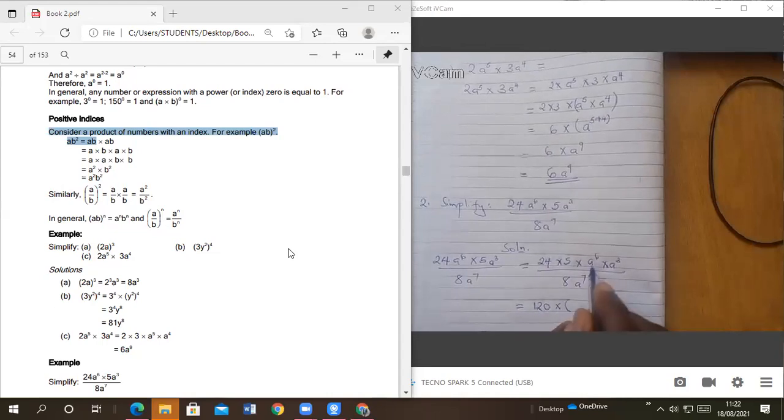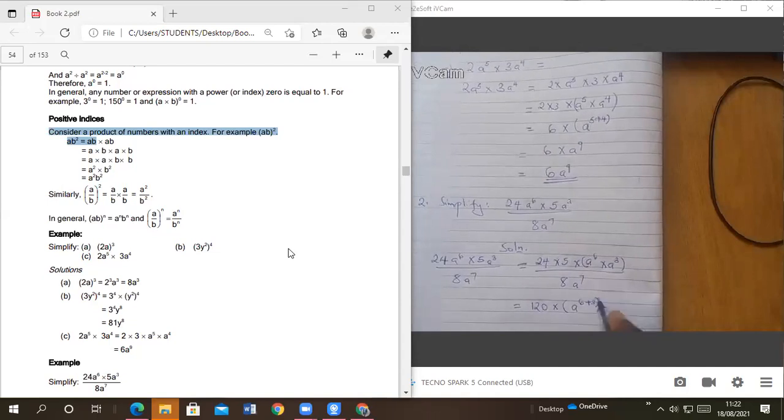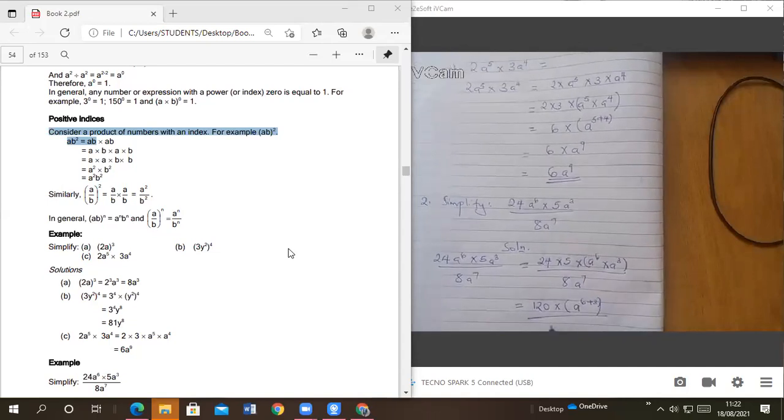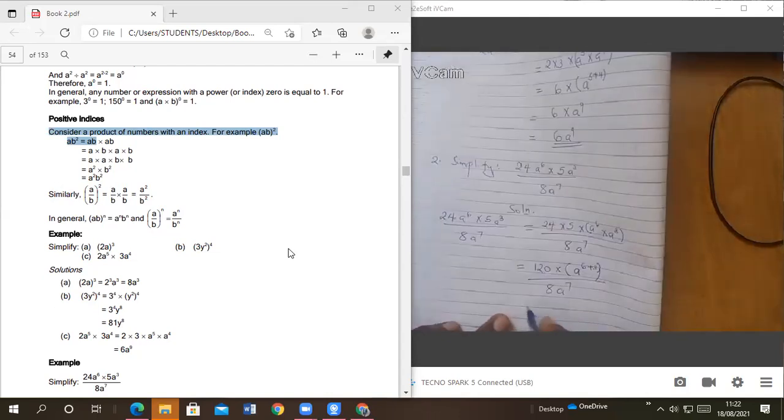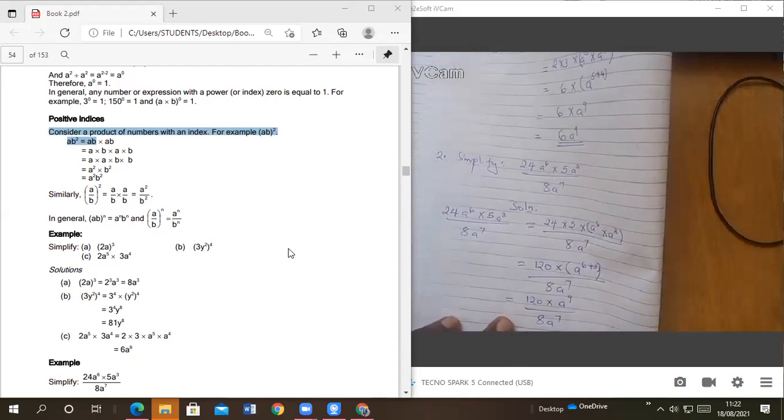Here, I think they have the same base. So what do we do to the powers? We add the powers. So 6 plus 3, you get 9, right? So we have 120 times a to the power 9, divided by 8a to the power 7.